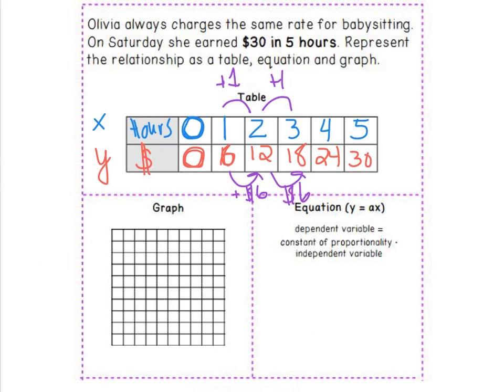So in the table, one really important thing that you're going to notice is that it starts at 0, 0. All proportional relationships start at 0, 0. So 0 x and 0 y. And it goes up at a constant rate.